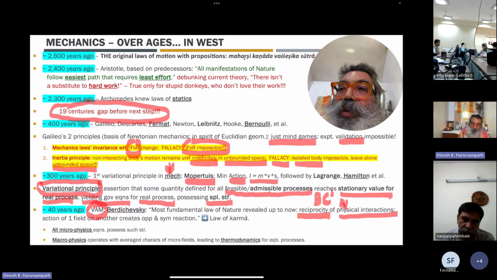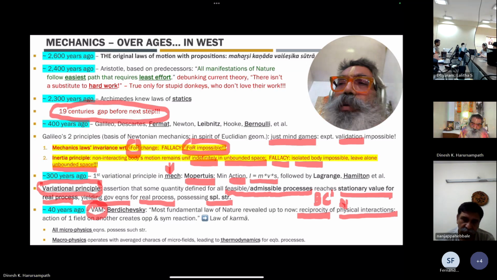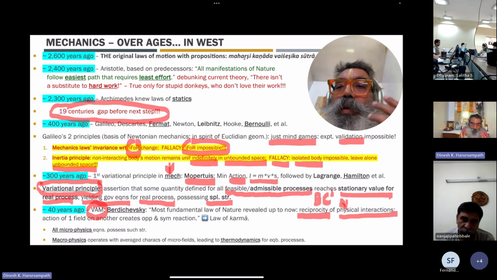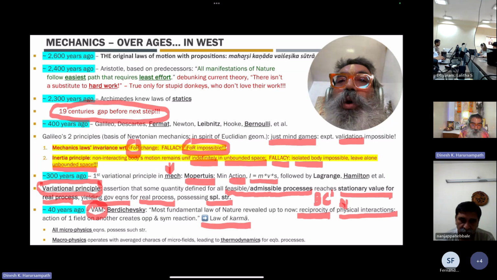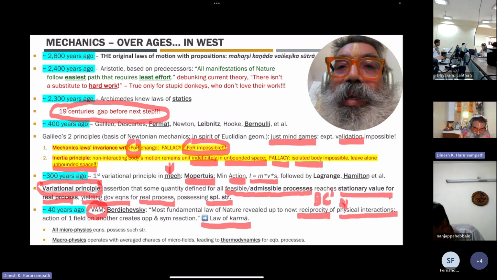Then the thermodynamic field, etc. Think of whatever you might want to, in whatever scales, they are all having this opposite and symmetric reaction. So Newton's third law is what is called in the Indian tradition the law of karma. What you sow, you reap. You might reap some of them immediately.